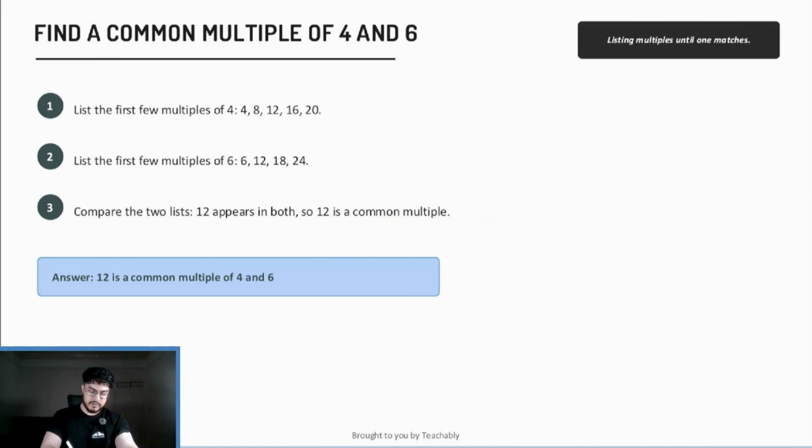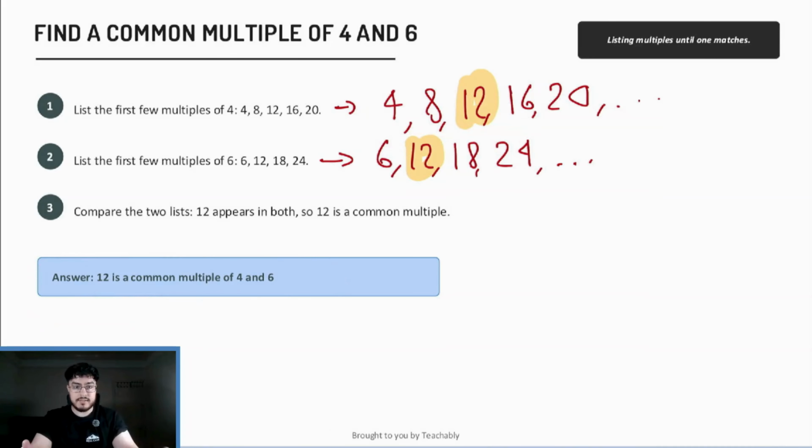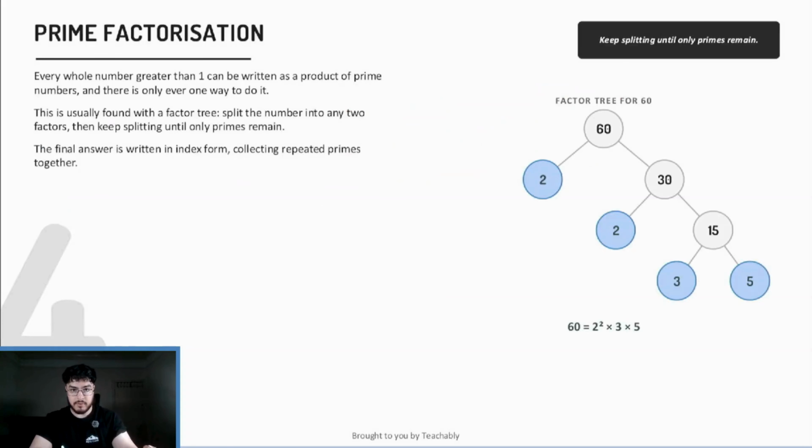And so really and truly for 4, you're going to do 4 times 1, 4 times 2, 4 times 3, 4 times 4, 4 times 5, and like I said, onwards. For 6, you get 1 times 6, 2 times 6, 3 times 6, 4 times 6, and so on and so forth. Then, like they said, we can very easily see that 12 is the only common thing in both of these lists, and so 12 is a common multiple of 4 and 6. These are things that you need to make sure you're able to do very quickly. These are building blocks.